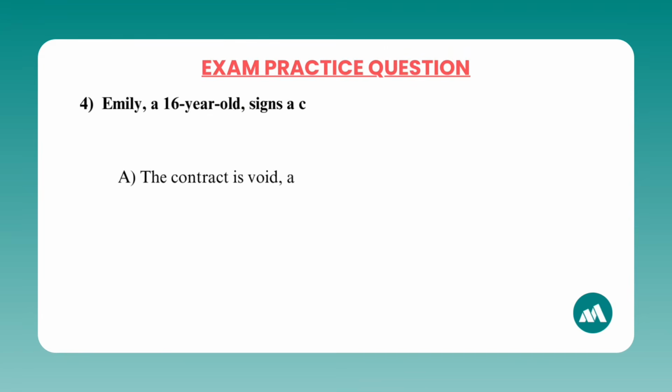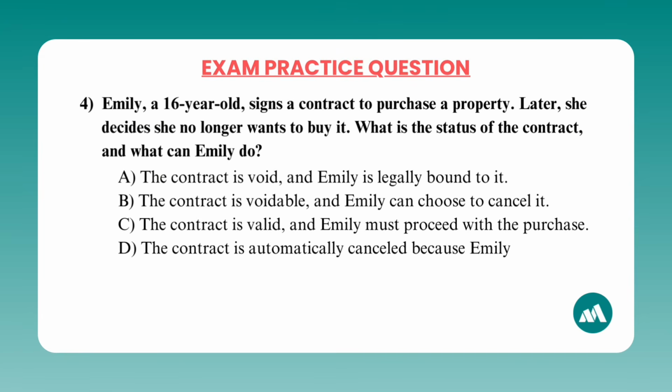Number 4. Emily, a 16-year-old, signs a contract to purchase a property. Later, she decides she no longer wants to buy it. What is the status of the contract and what can Emily do? Is it A, the contract is void and Emily is legally bound to it? B, the contract is voidable and Emily can choose to cancel it? C, the contract is valid and Emily must proceed with the purchase? Or D, the contract is automatically canceled because Emily is a minor?